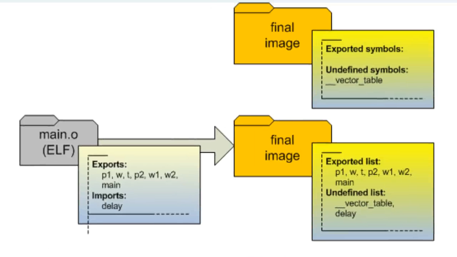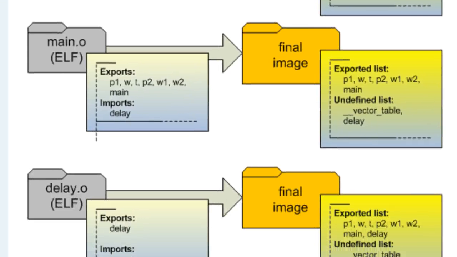As the linker processes this object file, it adds all the exported symbols to the exported list and also takes every symbol imported by the object file, such as delay, and tries to find it in the exported list. If the symbol is not found, as in this case, the linker adds it to the undefined list. So after processing the main.o object, the undefined list contains vectortable and delay.